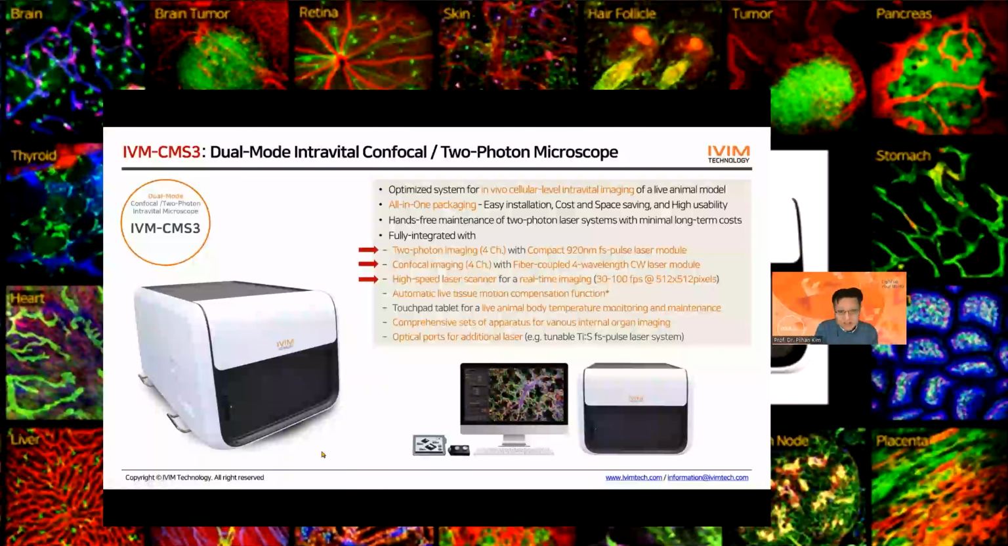And then our microscope is capable of real-time imaging, as I explained before, with the speed of 30 frames per second at 512 by 512 pixels. Okay. And the size of this box is quite small. It's about 85 centimeters wide, and 95 centimeters in this direction. So it's small. The total footprint is smaller than 1 meter by 1 meter.